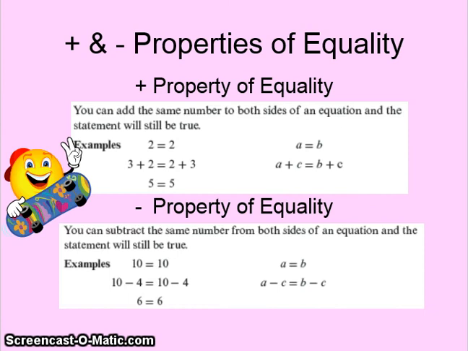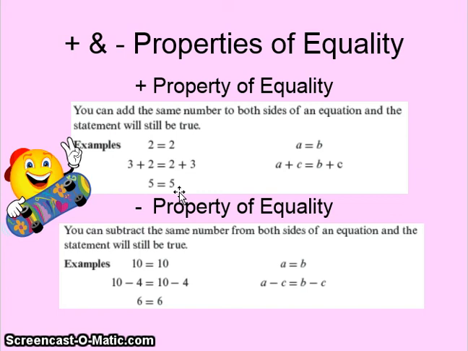Here we have the addition and subtraction properties of equality. The addition property of equality says that you can add the same number to both sides of an equation and the statement will still be true. For example, if we have a statement that says 2 equals 2, that's a true statement. If we add the same number, 3, to both sides, then we get 5 equals 5, which is also a true statement. As long as you do it to both sides of the equal sign, then your statement remains true.